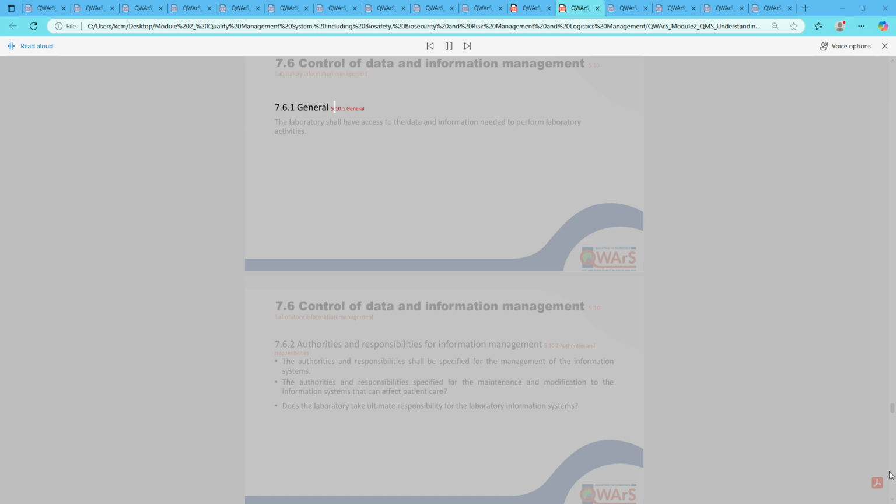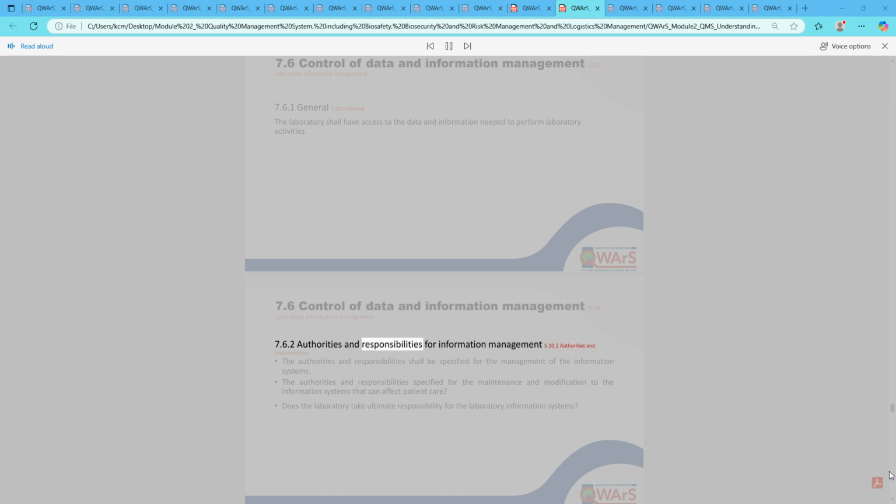7.6.1 General, 5.10.1 General. The laboratory shall have access to the data and information needed to perform laboratory activities. 7.6 Control of Data and Information Management. 5.10 Laboratory Information Management.